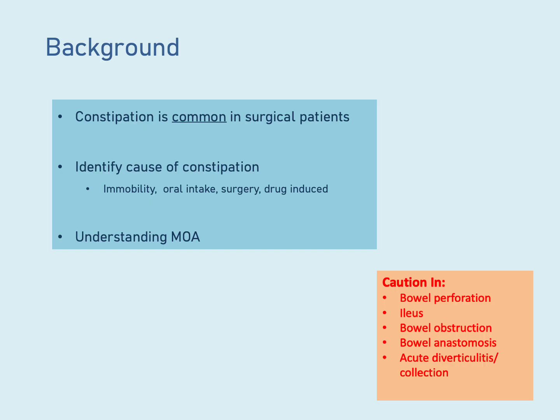It's also important to remember the things you should use laxatives cautiously in, or that they're contraindicated in. This includes bowel perforation, ileus, bowel obstruction, bowel anastomosis, acute diverticulitis, and if you're suspecting there is a collection in the bowel. If you're ever unsure, always remember to check with a senior.